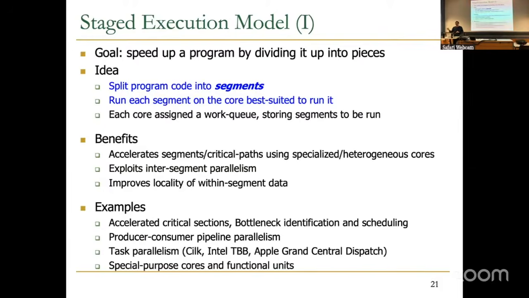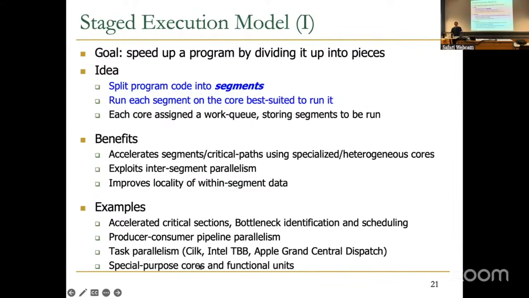Now, there are examples of this. Clearly, we've discussed a lot of examples. Multi-threading is a very general example of it, but also accelerated critical sections, bottleneck identification and scheduling, pipeline parallelism, and producer-consumer that we've discussed. Other task parallelism models, these are old slides, so people have been using interesting task parallelism models. They're still in use, actually, to parallelize workloads.